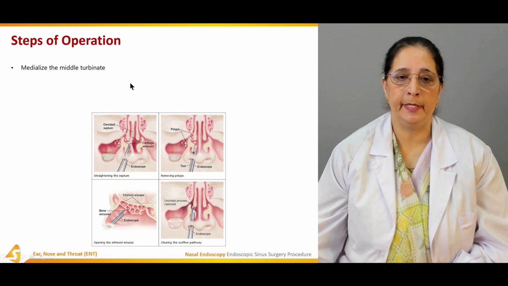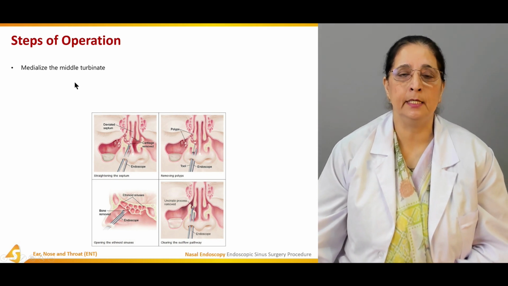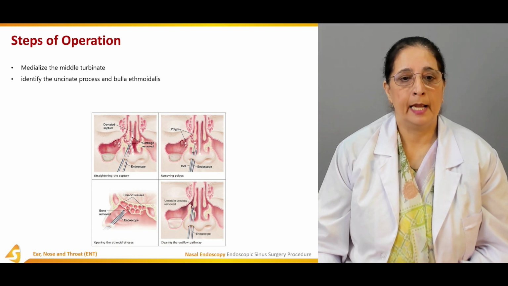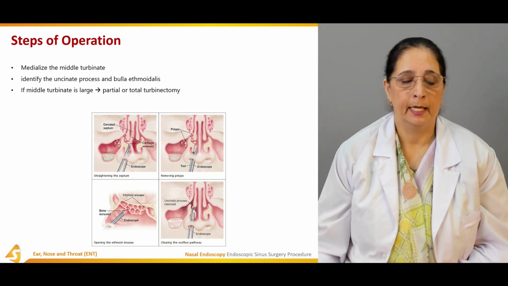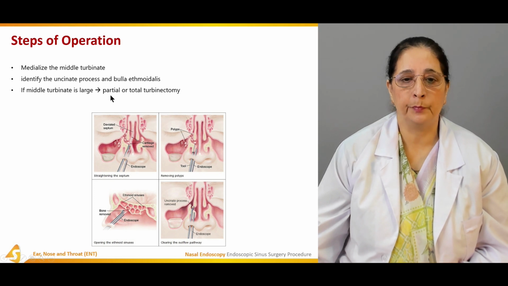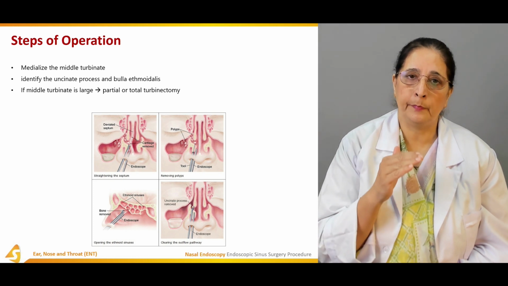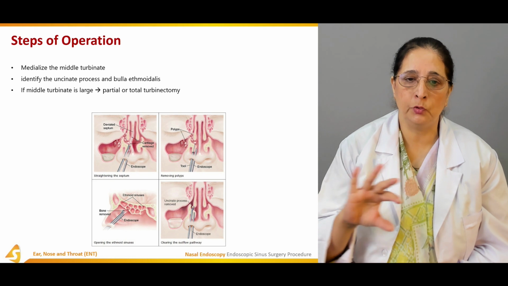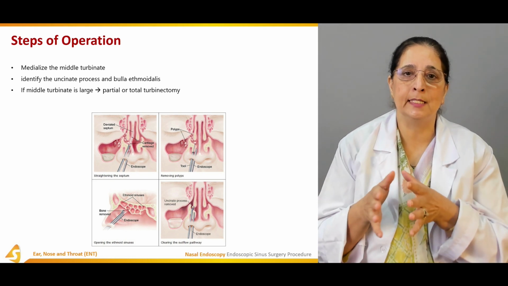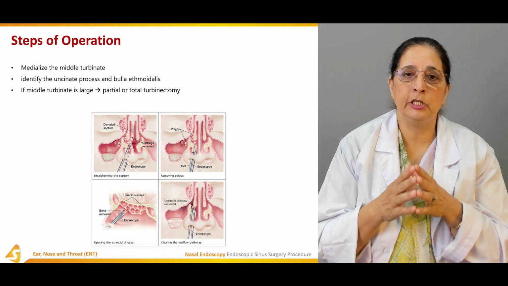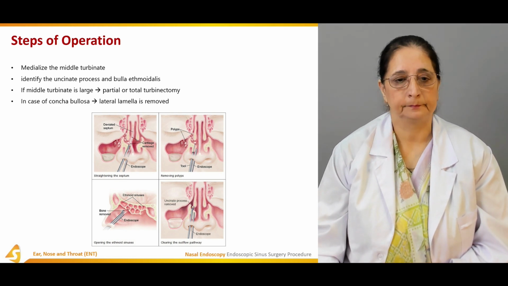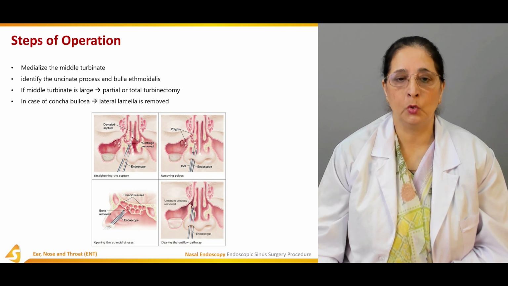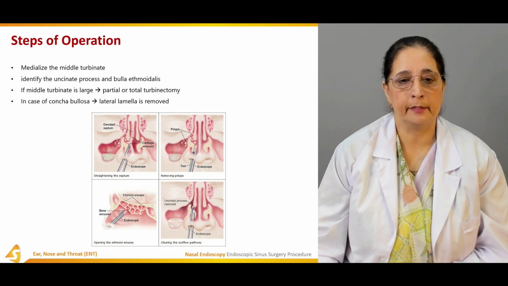Medialize the middle turbinate. Identify the uncinate process and bulla ethmoidalis. If middle turbinate is large, partial or total turbinectomy needs to be performed. We are supposed to medialize the middle turbinate to bring it to the medial side. If it's too big, we need to do the partial or total turbinectomy of the middle turbinate. In case of concha bullosa, lateral lamella is removed.